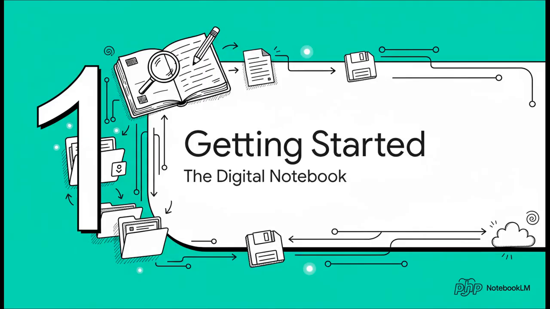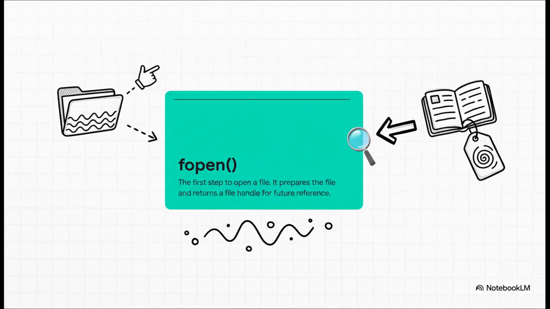Just like with a real notebook, you can't just start writing or reading from nowhere. There's a little bit of a process. You've got to find the right notebook first, open it up, and then decide what you're actually trying to do with it. In PHP, that very first step is a function called fopen, F-O-P-E-N. This is you telling the server, hey, I need to do something with this specific file. If everything goes well, it gives you back what's called a file handle. And you can just think of that handle as literally having the notebook in your hands. It's what you're going to use for everything else you want to do.